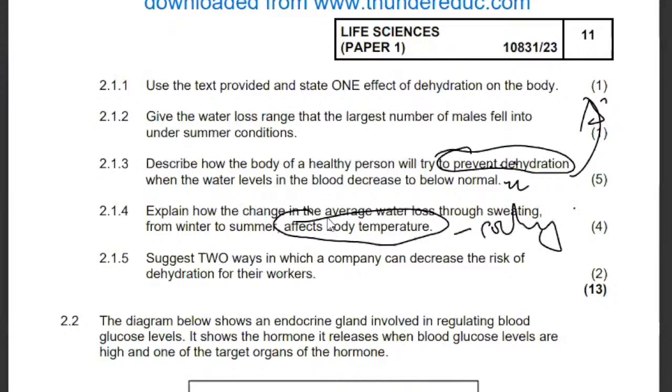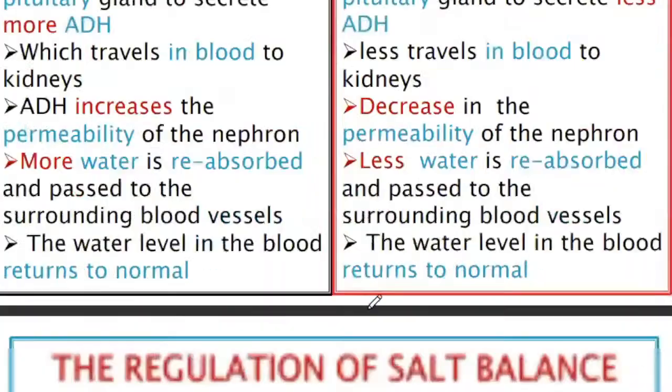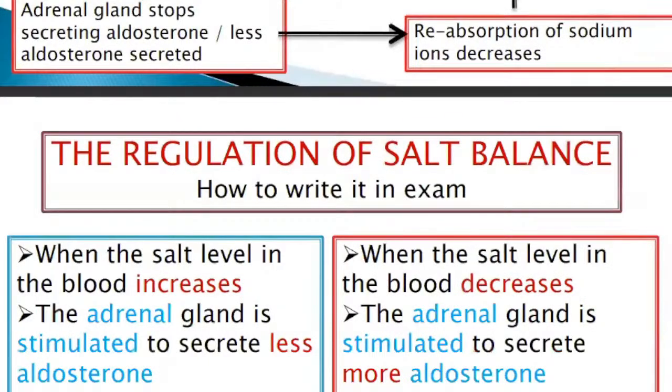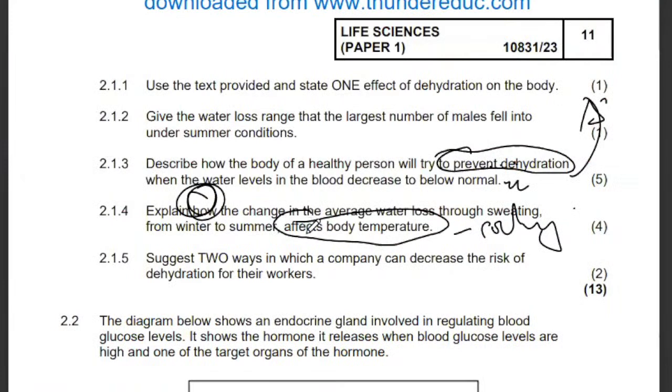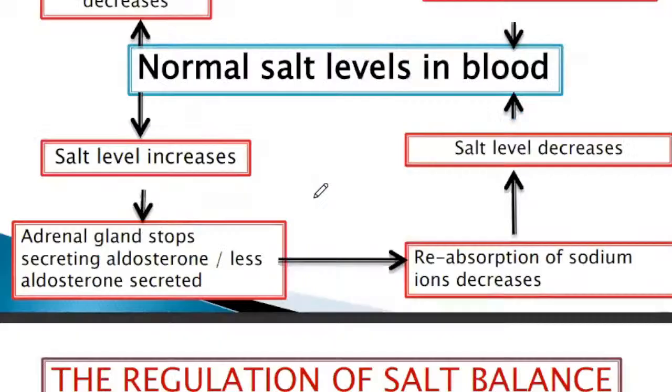Because they're saying explain how, they're asking you the how question. So you explain how it leads to the cooling of the body. You come back here and look at thermoregulation. They're asking about the change from winter to summer. You understand? If it is summer, it is too hot, so the heat is supposed to be lost.